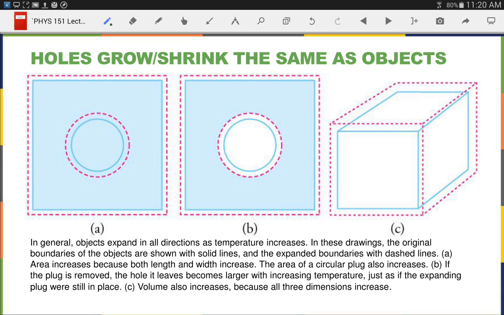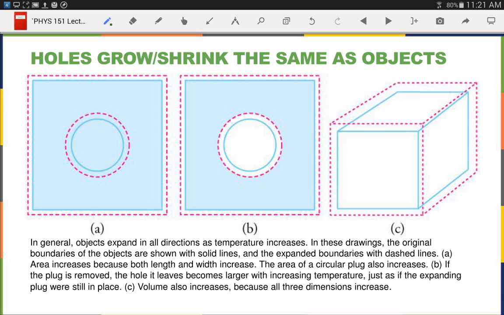What can I do to make it fit through again? I can either cool down the ball, or I can heat the ring, because the hole in the ring will expand just like if it was made out of the material. So if I get the ring to the same temperature as the ball, not quite there, then it just fits through again, because the hole grew as if it was made out of the same material.